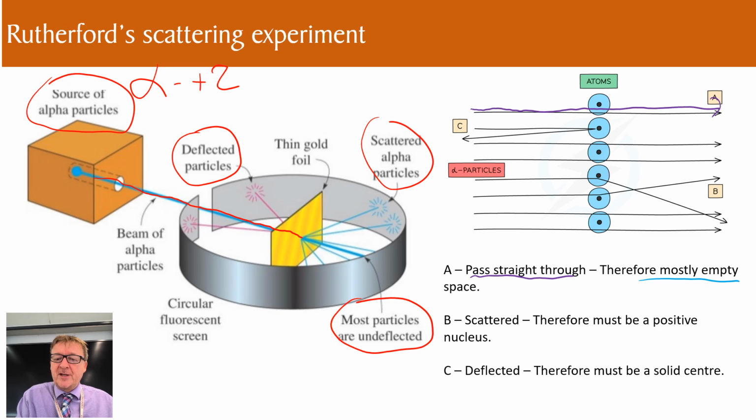B, he noticed that some of them scattered, which is basically changed direction. This one here went down here and slightly changed direction. He knew that the alpha particle is positive 2, so he worked on the assumption that there was a repulsion force from the middle, so he came up with the principle that the centre must be positively charged. And the third one is that some of the alpha particles were deflected, so they bounced back, which is C, where they went in, hit something and bounced back. He came up with the principle that there was a solid nucleus.